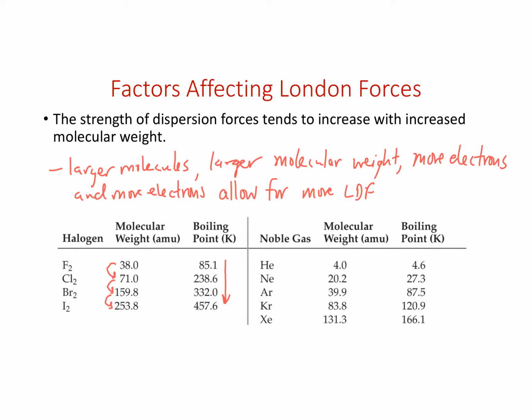And that works for the noble gases too, right? We think of the noble gases as non-reactive, but they still have different boiling points. And I can explain that by looking at an increase in molecular weight. It's going from helium at 4 AMU to xenon at 131 AMU. My boiling point goes from 4 Kelvin all the way up to 166 Kelvin because larger molecules have more electrons, which result in more London dispersion forces and higher boiling points.